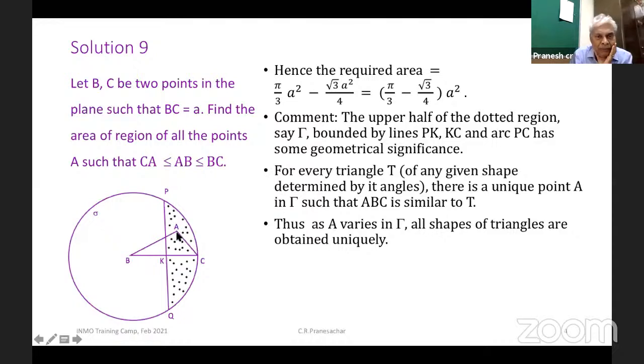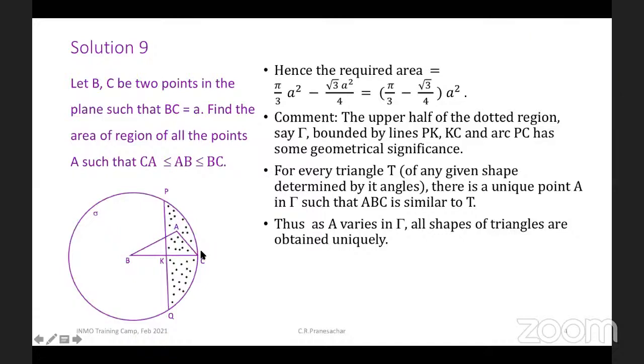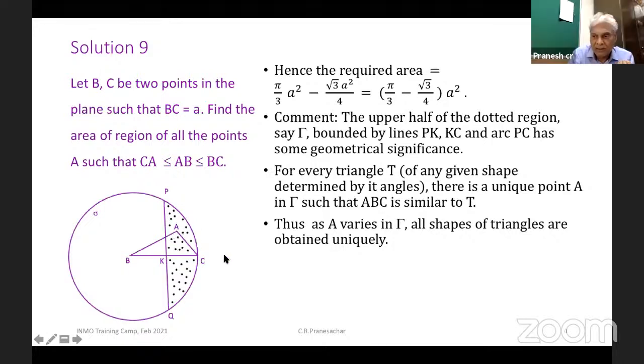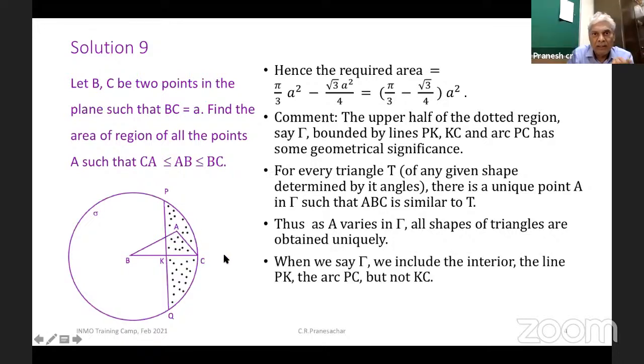And if A lies below that semicircular arc, then it will represent obtuse angle triangles. And if A lies above the arc, it will represent acute angle triangles. So roughly, you will see that all sorts of triangles are represented by the points. You can prove it more strictly using analysis. Okay. So we'll go to the next problem.